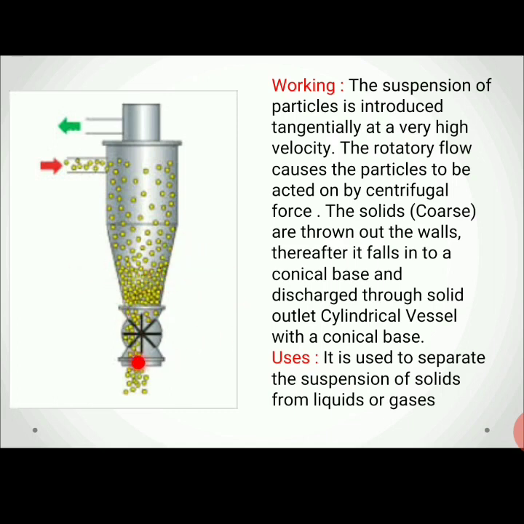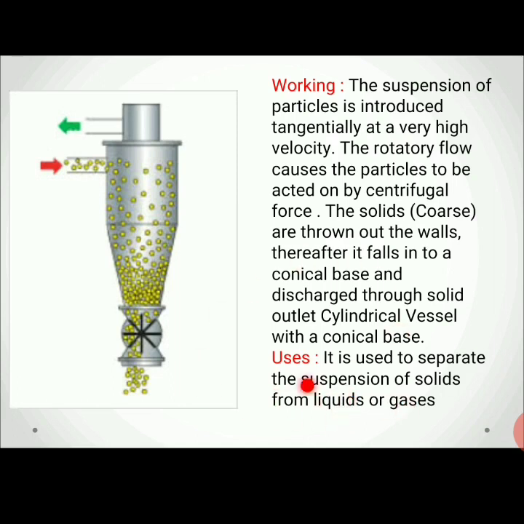This cyclone separator is mainly used for the separation of solids from liquids or gases. Also it is used to separate the heavy or coarse fraction from fine dust. So it is used for separation of solids from gases, separation of solids in liquid, and for separating heavy or coarse fraction particles from fine dust.